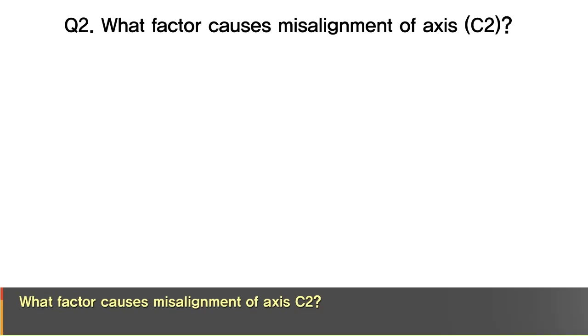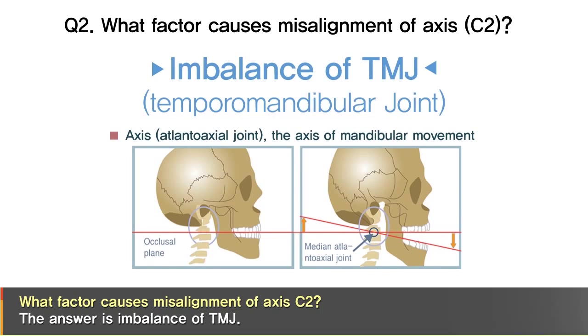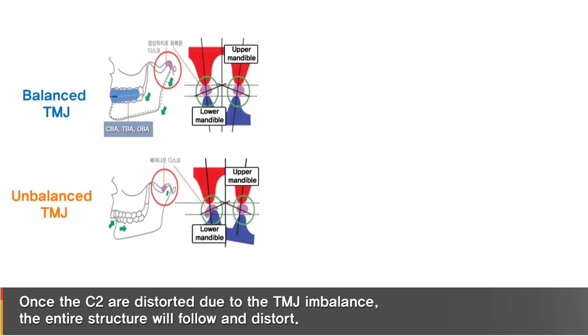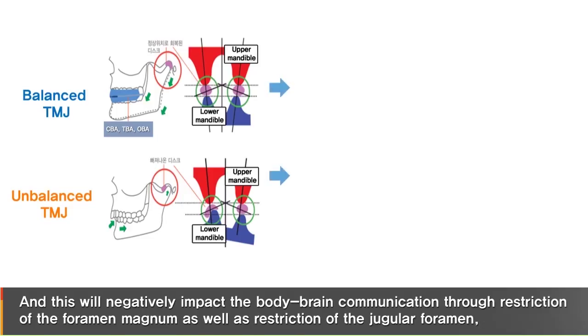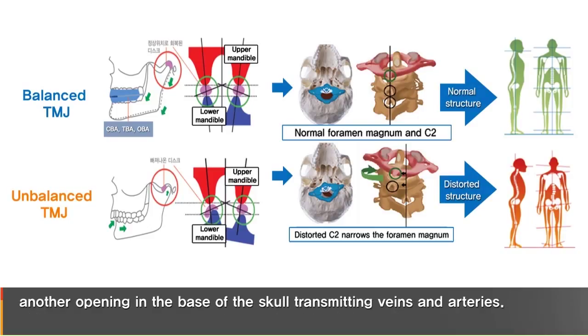What factor causes misalignment of the axis C2? The answer is imbalance of the TMJ. Once the C2 is distorted due to the TMJ imbalance, the entire structure will follow and distort. And this will negatively impact brain-body communication through restriction of the foramen magnum as well as restriction of the jugular foramen, another opening in the base of the skull transmitting veins and arteries.